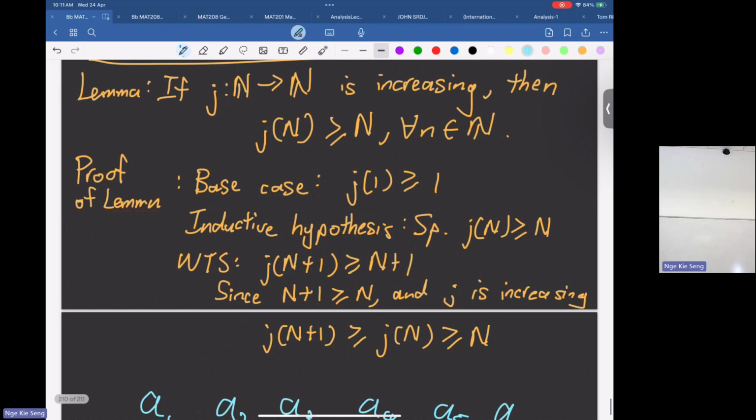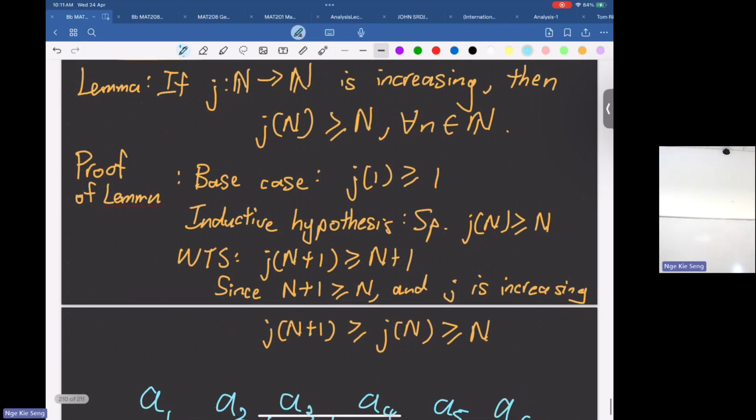But somehow I cannot construct this proof. So my statement is like this: if J is increasing, we want to show that Jn is greater or equal to n for all n in N. This is our observation just now. My base case is J1 has to be greater or equal to 1. If J1 is less than 1, what is it? Nothing, it doesn't exist, so it's not a proper map. So J1 must be greater or equal to 1.